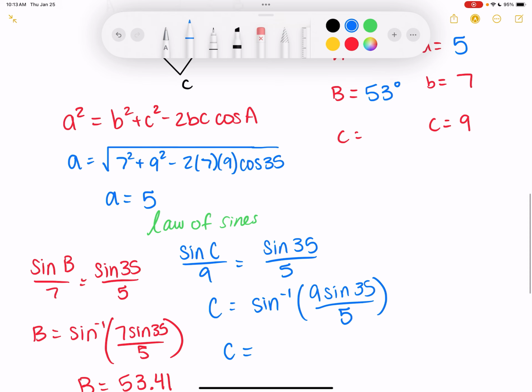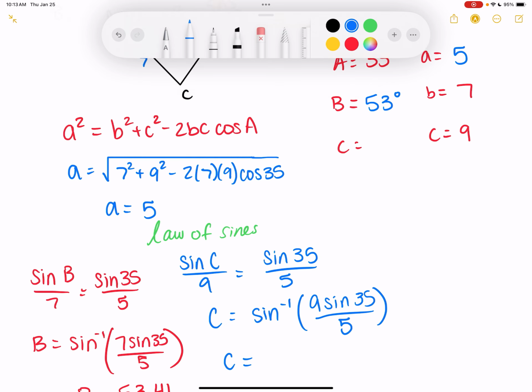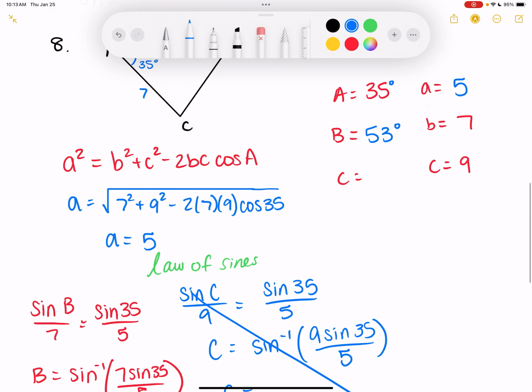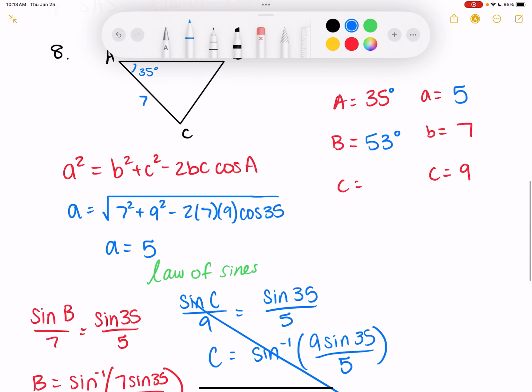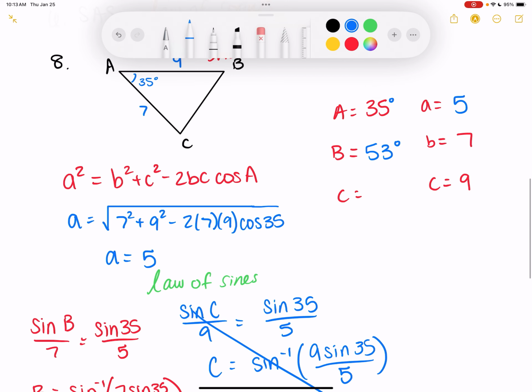So then how would I find C since obviously this isn't working? Just disregard that, I guess. So 180 minus 35 minus 53, 92.